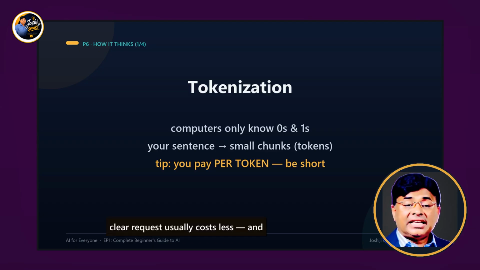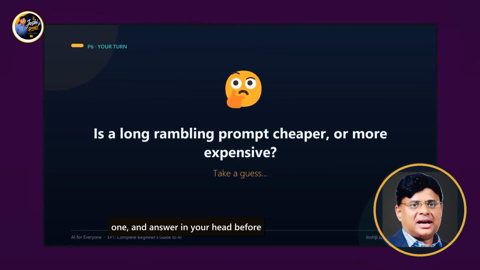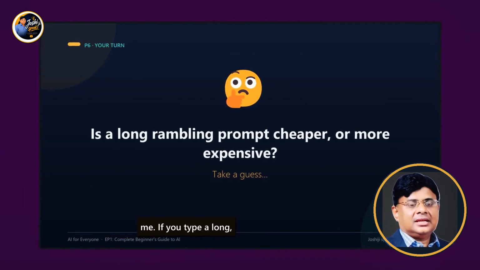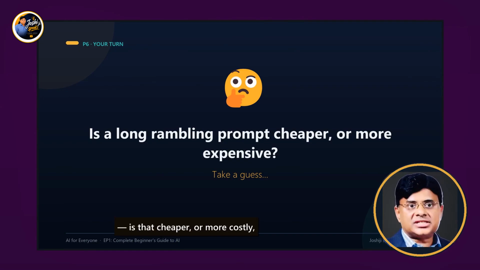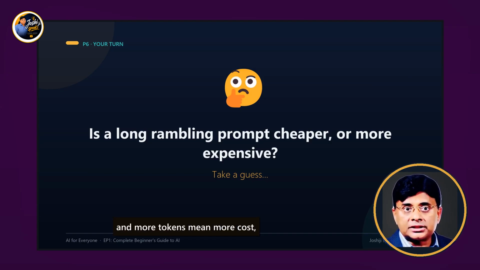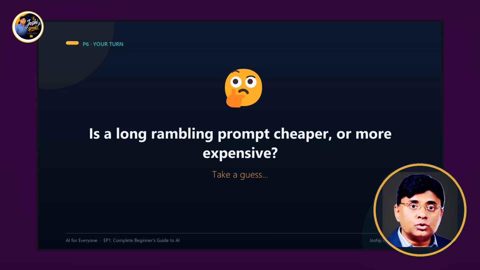So a short, clear request usually costs less, and often comes back quicker too, while a long, rambling one costs more. So let me ask you a quick one, and answer in your head before me. If you type a long, rambling prompt, full of extra unnecessary words, is that cheaper, or more costly, than a short, clear one? Picture that meter ticking. Yes, more costly. More words mean more tokens, and more tokens mean more cost, and sometimes a slower answer too.